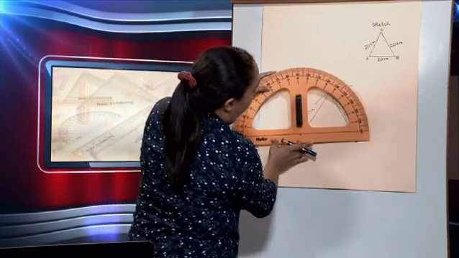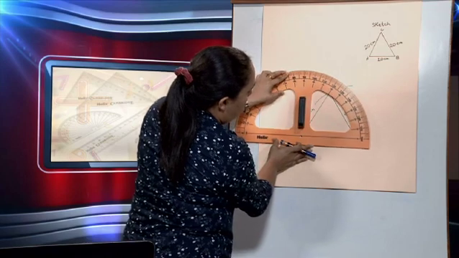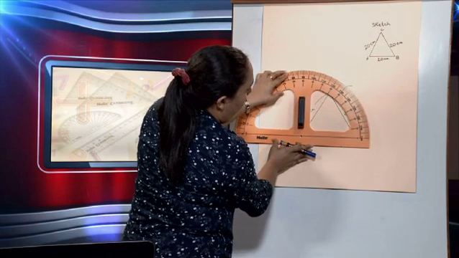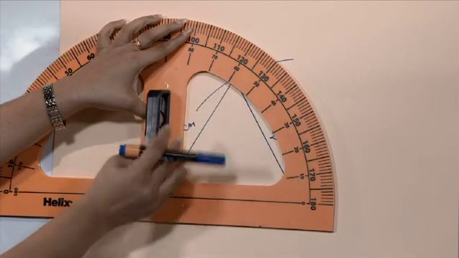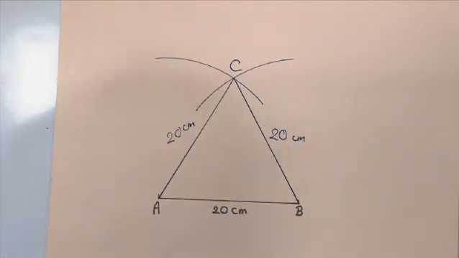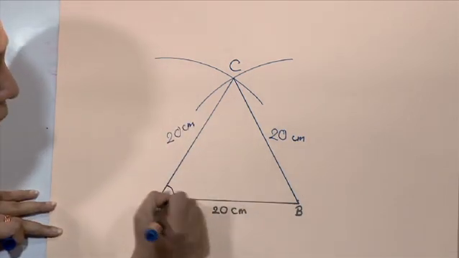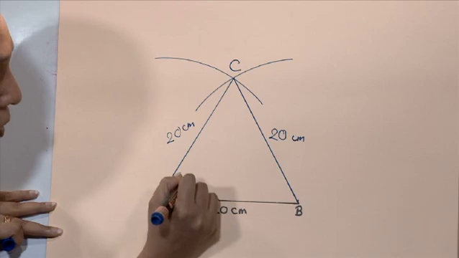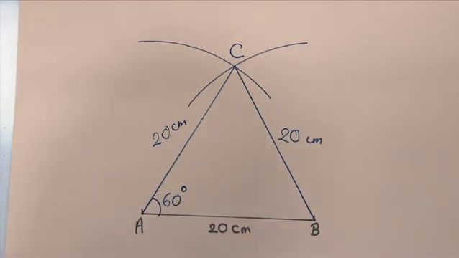Just for you to make sure that it is 60, right? So here it is, and from 0, that's 60 degrees. So we know that we have the three sides, 20 centimeters, and the angle is 60 degrees. Good? Right. So this is for equilateral triangle.